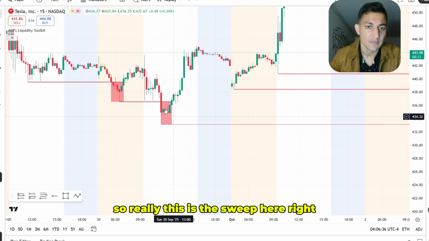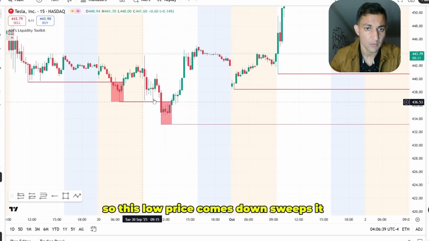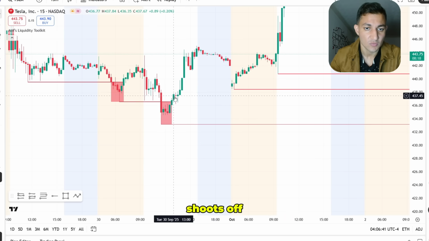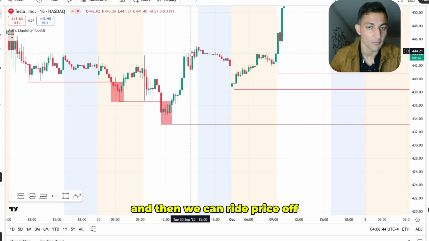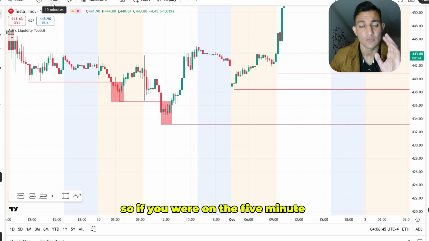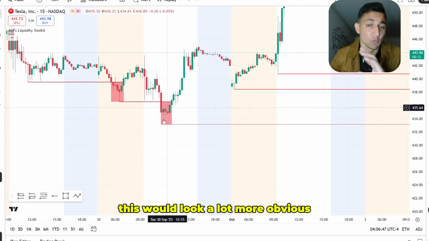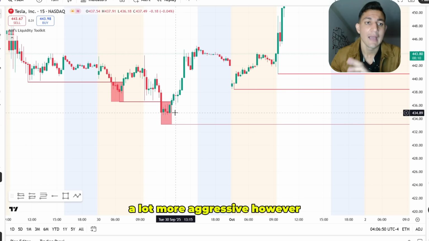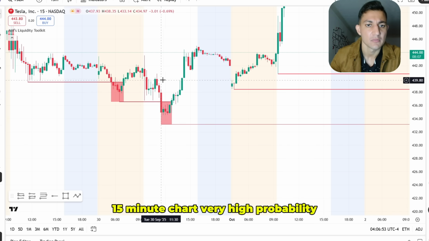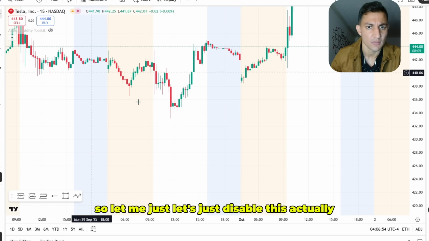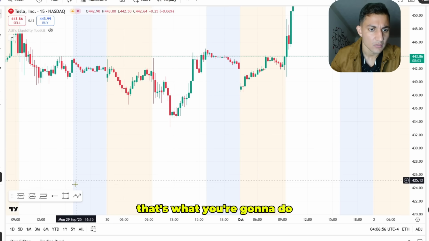So really, this is the sweep here. This low, price comes down, sweeps it, shoots off, gives us the fair value gap, and then we can ride price off. Remember, this is the 15-minute chart. If you run the 5-minute or 1-minute chart, this would look a lot more obvious, a lot more aggressive. However, on the 15-minute chart, very high probability. So let's just disable this. If you're at the indicator, that's what you're going to do.